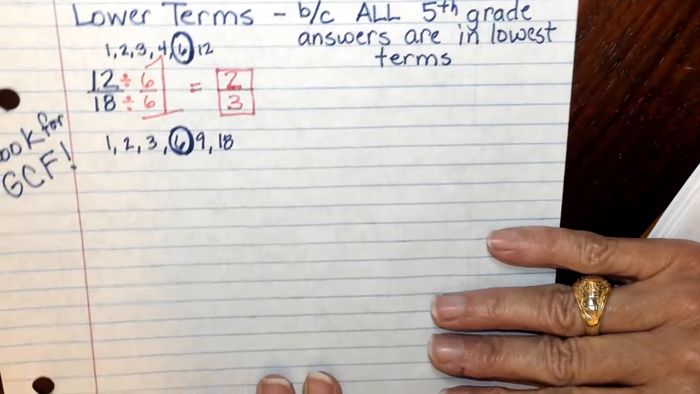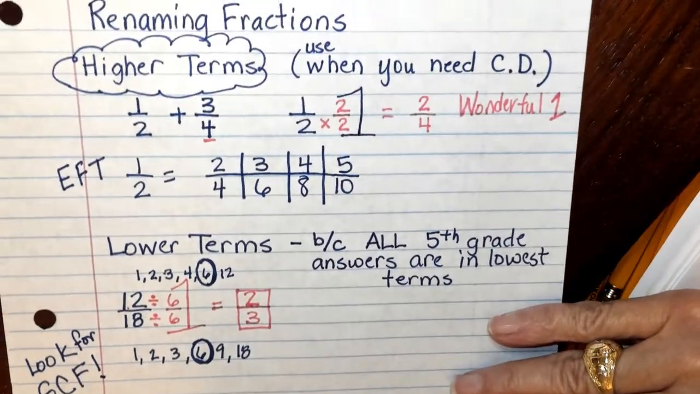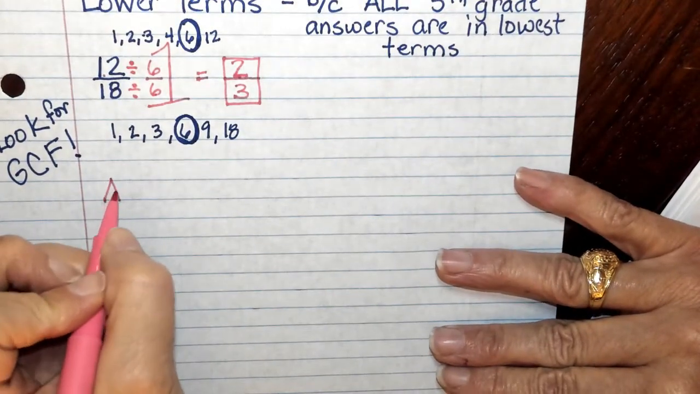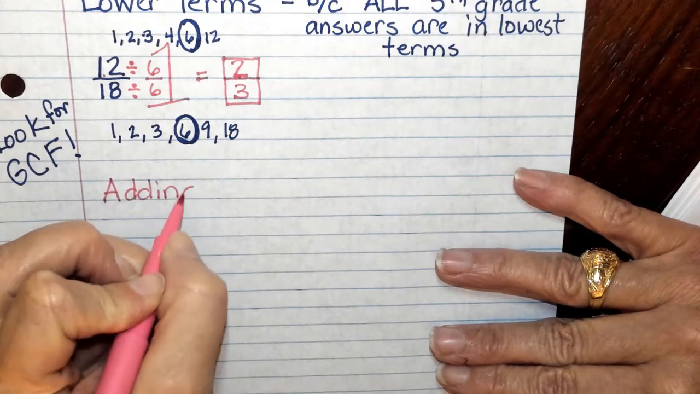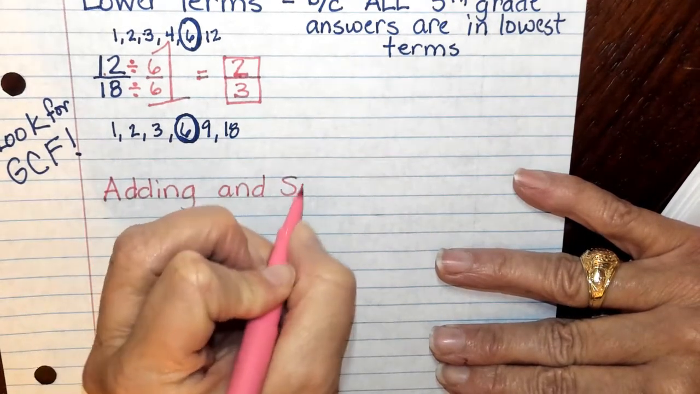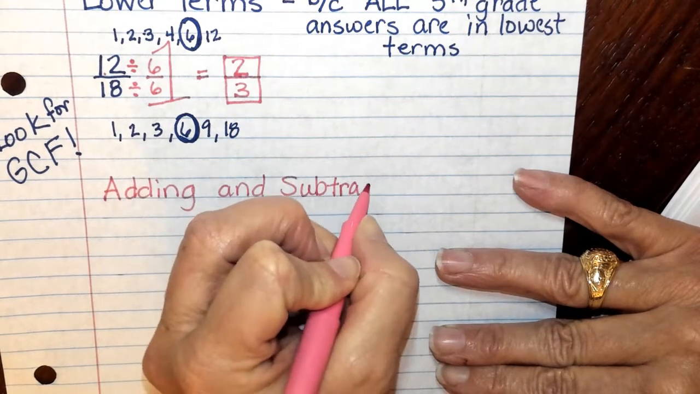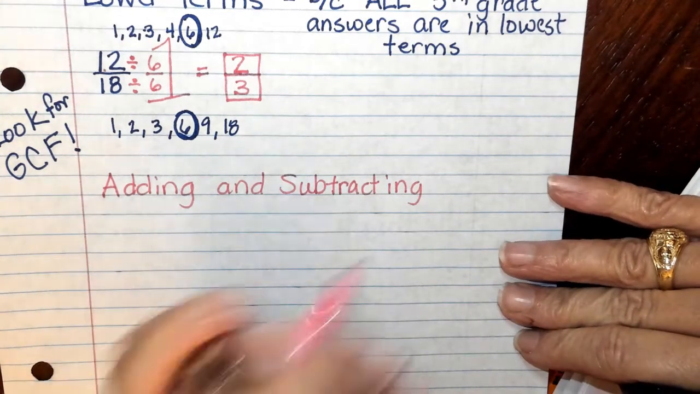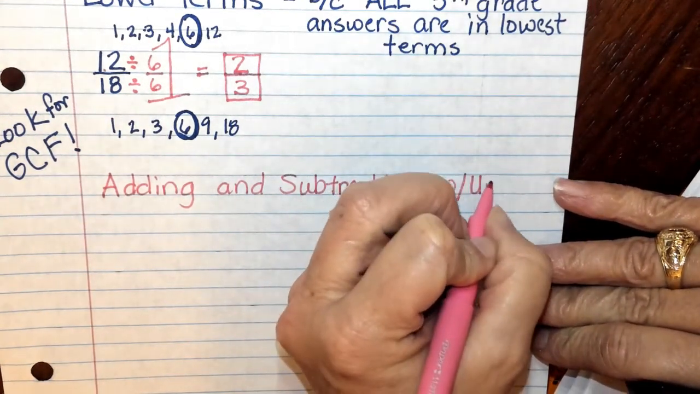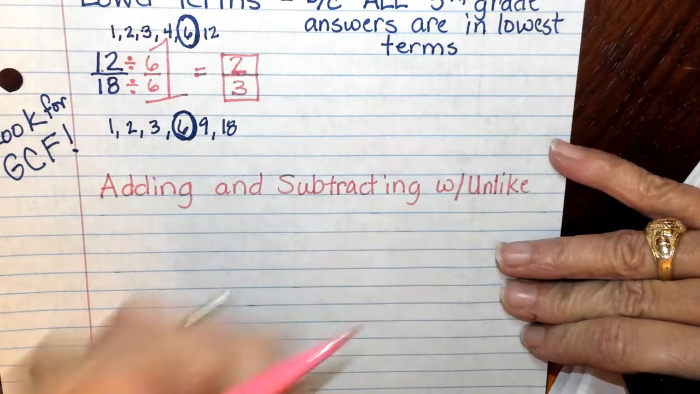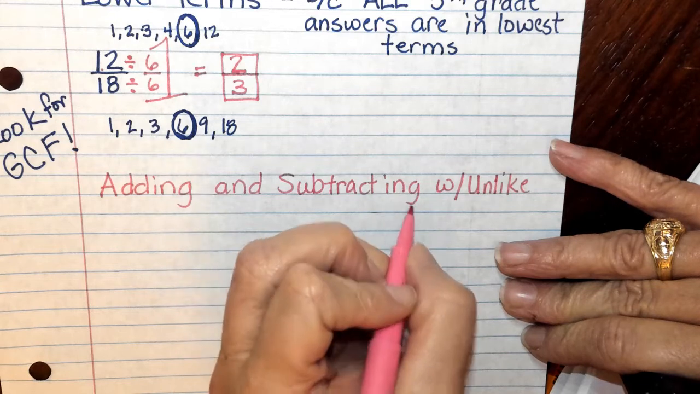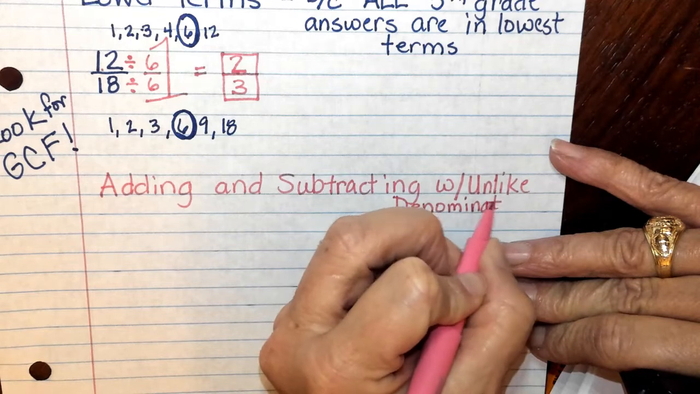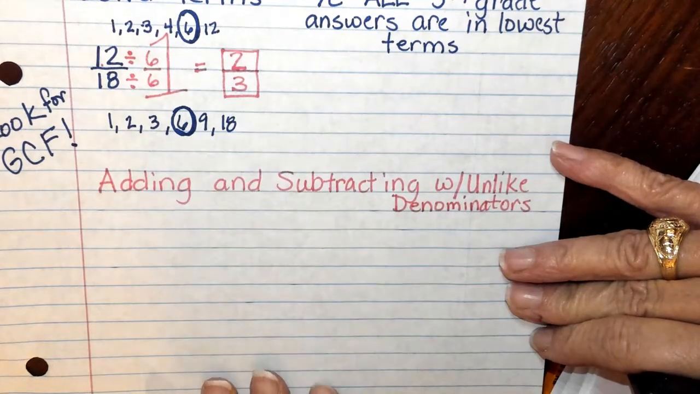So that's what we did last week, boys and girls. We talked about higher terms and we talked about lower terms. Now what we're going to be doing is putting fractions together. We're going to be adding and subtracting, but now with unlike denominators. Last year, I know that you put fractions together with like denominators. This year in 5th grade, we're going to put fractions together or separate fractions with unlike denominators.